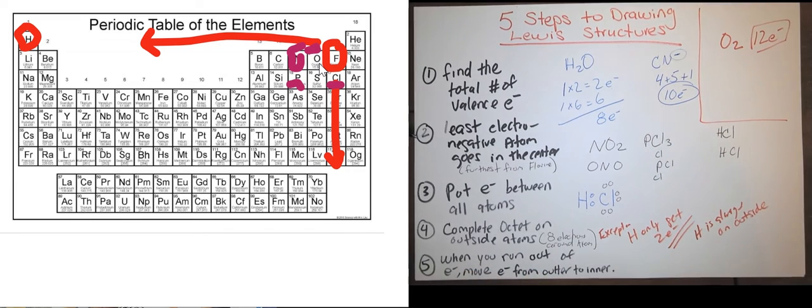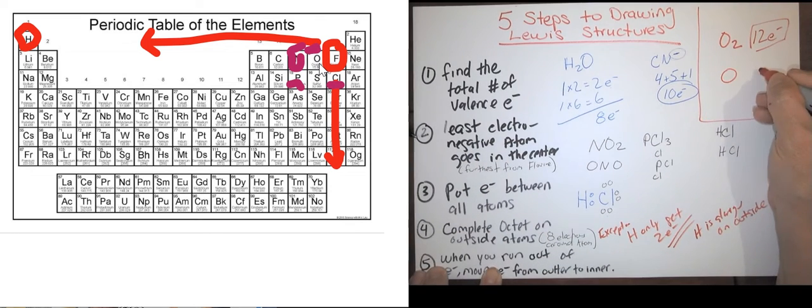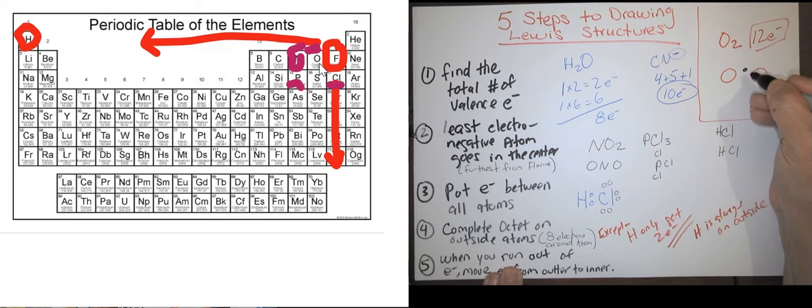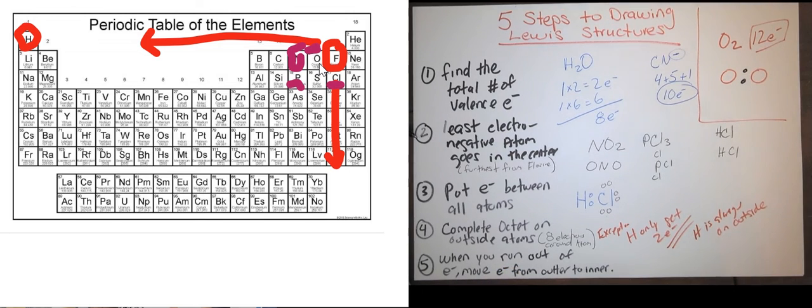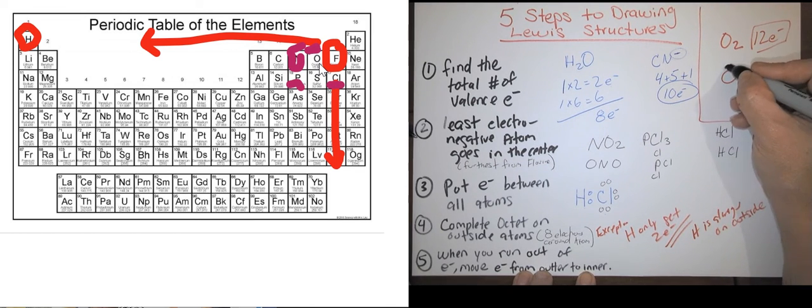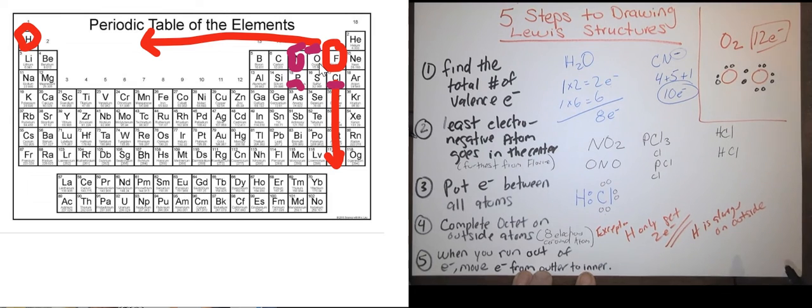Let's use this little space, okay? Number 2 is least electronegative. Well, there's only 2 of them, right? So I just have to go oxygen and oxygen. All right, put electrons between all atoms. Perfect. 1 here and 1 here. Easy enough, okay? That was step number 3. Now it says step number 4, complete the octet on all of them. All right, so I have 2, 4, 6, 8, 10, 12.